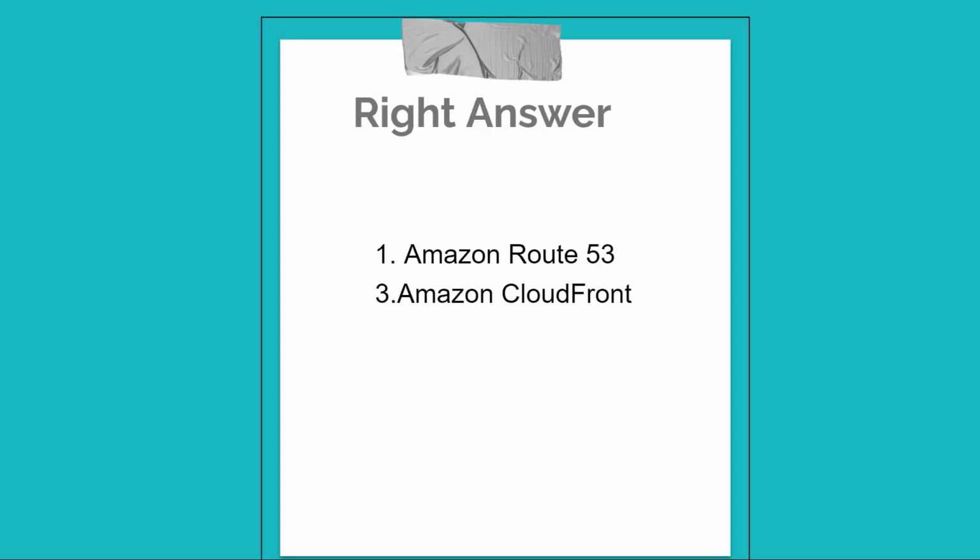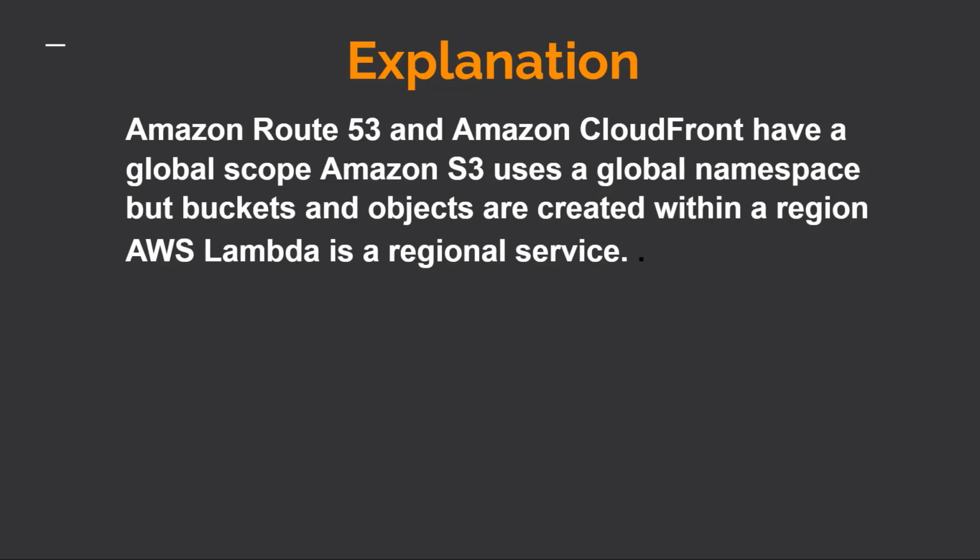3. Amazon CloudFront. Explanation: Amazon Route 53 and Amazon CloudFront have a global scope. Amazon S3 uses a global namespace, but buckets and objects are created within a region. AWS Lambda is a regional service.